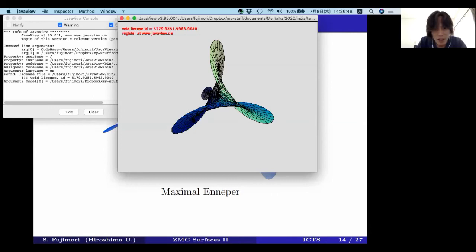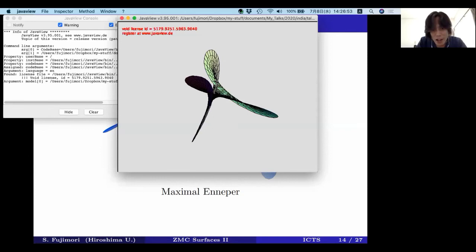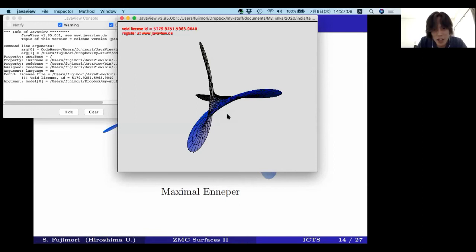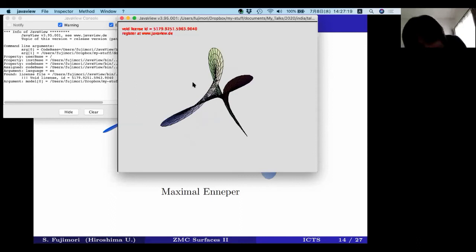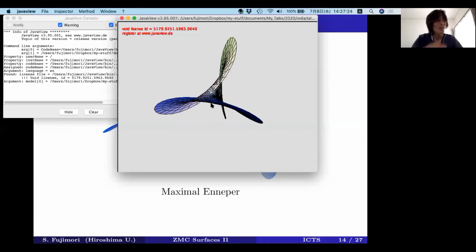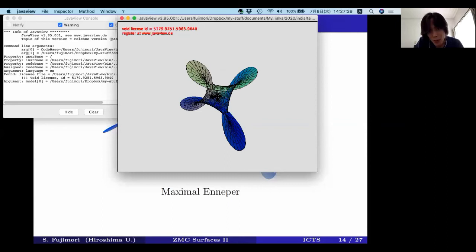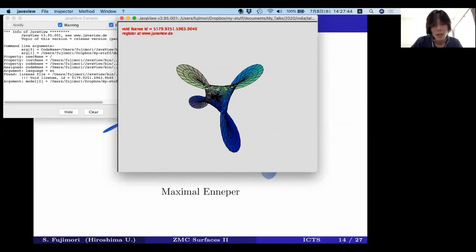Almost all singularities are cuspidal edges, but this point is a swallowtail. This is a swallowtail, this is a swallowtail, this is a swallowtail. So we have four swallowtails. Also, it is very hard to see, but in the middle of two swallowtails, this point is actually a cuspidal cross cap. It is almost folded, but at this point the cuspidal edge crosses. Here we have one cuspidal cross cap, and here is also a cuspidal cross cap. So any such surface has these three singularities.